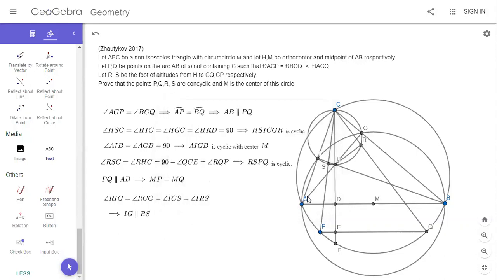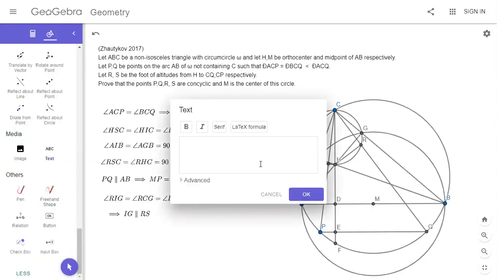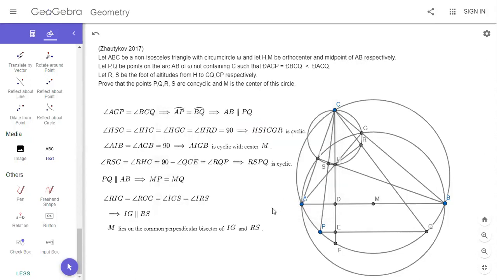And if that's true, then I mean, it seems clear to me. So I'll write it like this. So M lies on the common perpendicular bisector of IG and RS. And so that means M is the circumcenter of RSPQ.